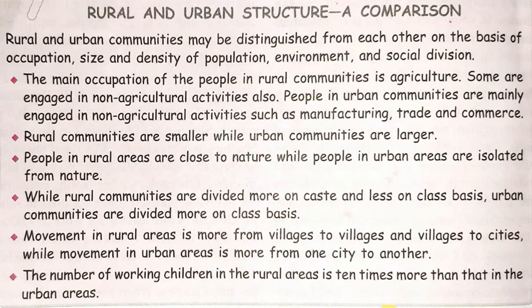People in rural areas are close to nature, while people in urban areas are isolated from nature. While rural communities are divided more on caste, less on class basis, urban communities are divided more on class basis. Movement in rural areas is more from villages to villages and villages to cities, while movement in urban areas is more from one city to another. And the number of working children in rural areas is 10 times more than that in urban areas. This was a comparison between the rural and urban structure.